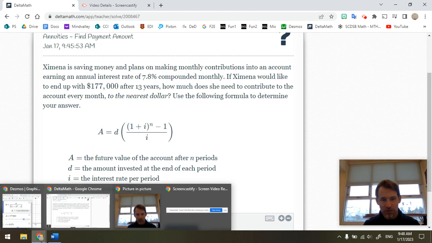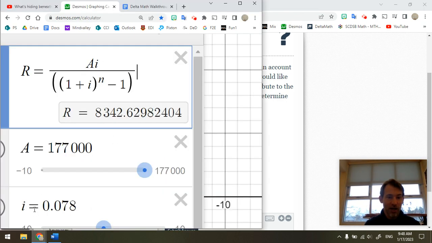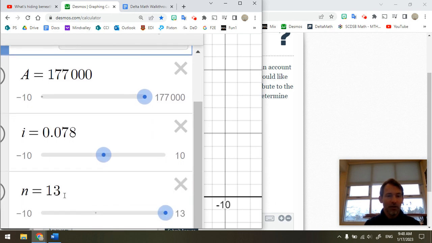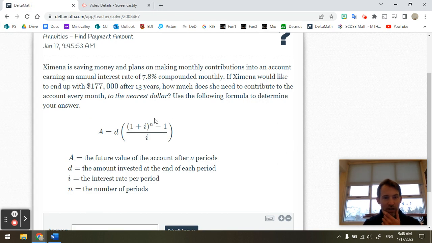Let's take a look at this situation and see if that sounds reasonable. The number we had was a little bit more than 8,000. So let's see. She's saving money and plans on making monthly contributions into an account earning an annual interest rate of this much, compounded monthly. She wants to end up with this much after 13 years. It's compounded monthly. I missed that bit, so I need to go in and change things. I need to actually calculate I and calculate N. N will be 13 times 12, which is 156. So I'm going to go in and change that. 156. Okay, so that's my new N.